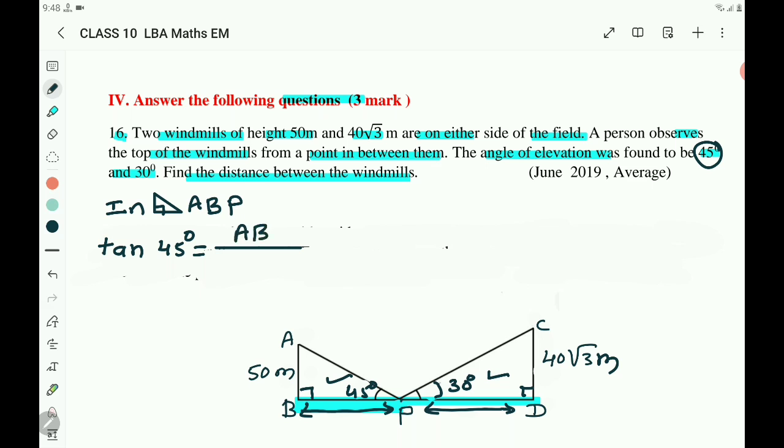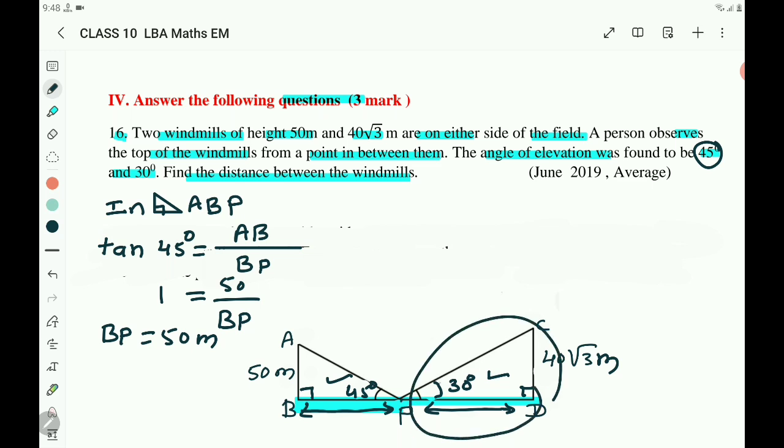AB by BP. Then what is the value of tan 45? Tan 45 is 1 equals AB is 50 by BP. So do the cross multiplication. 1 into BP, that is BP is equals to 50. BP is equals to 50 meter. Next you take this right angle triangle.